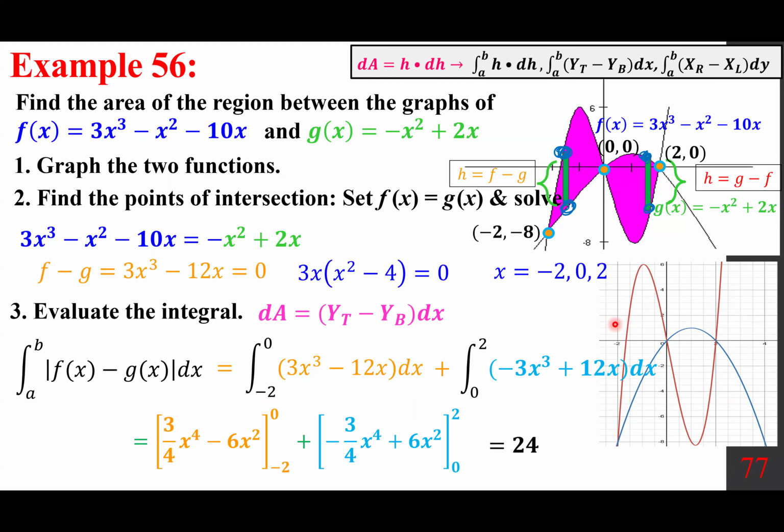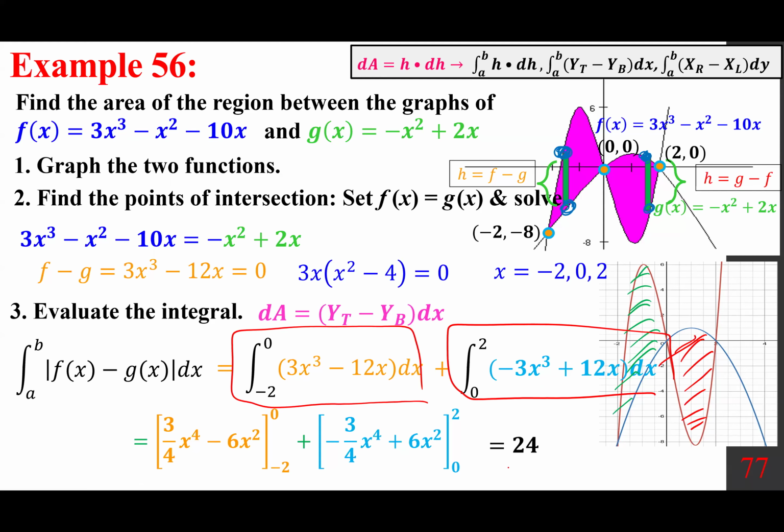So a quick recap, everybody. This portion, the cube function is at top. But this portion, it's the other way around. This is for the first part. This is for the second part. And here's the final answer, everybody.